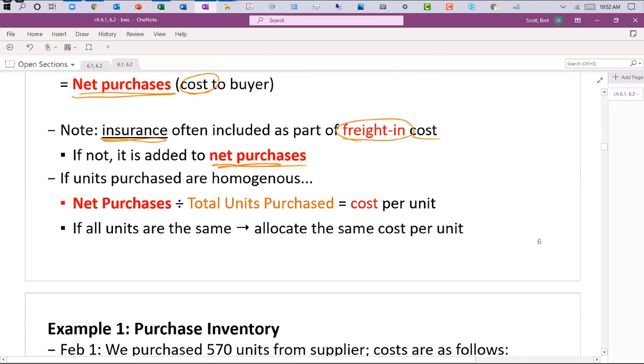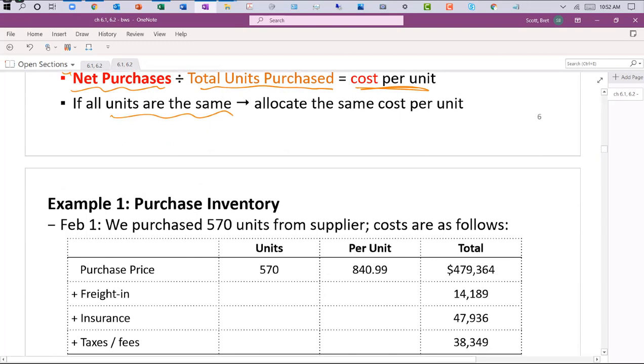If units purchased are homogeneous, meaning all the units are the same thing, so if we're talking about phones, they're all the same model and brand, then we can determine the cost per unit by taking the total net purchases amount divided by the total units that we purchased. That gives us the cost per unit, and that's what determines our cost of goods sold when we sell it.